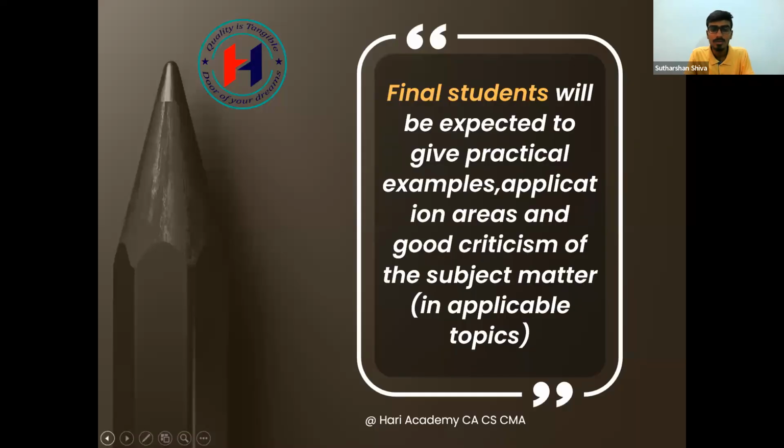So these are the important things you need to keep in your memory while you are attending your descriptive paper examination.